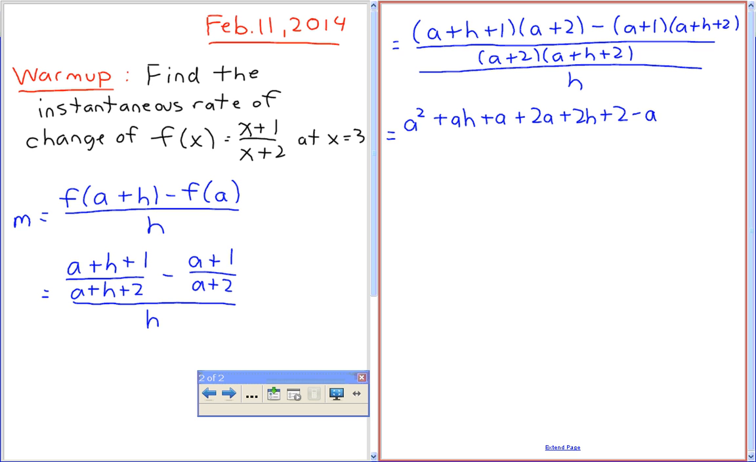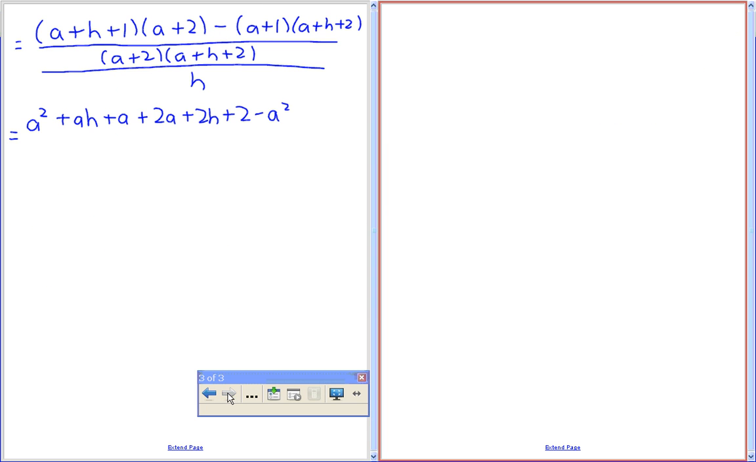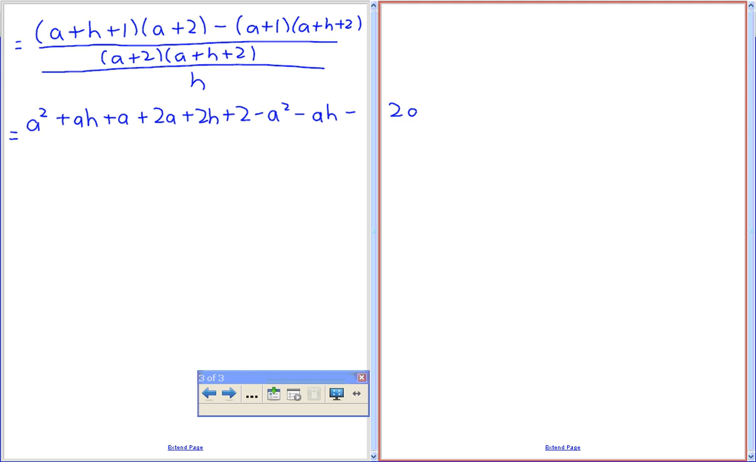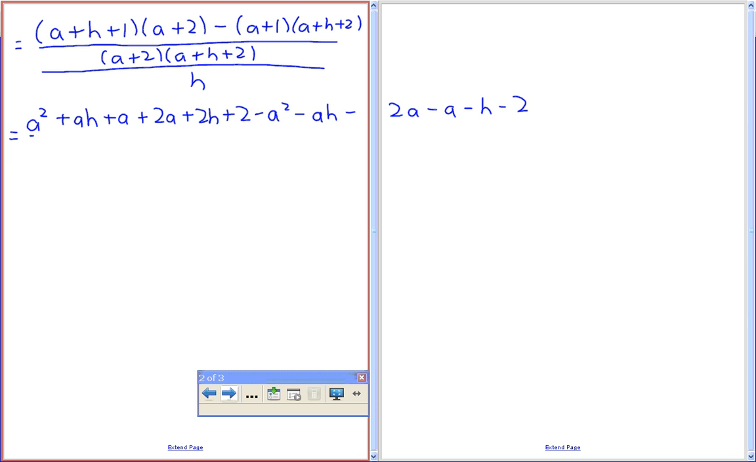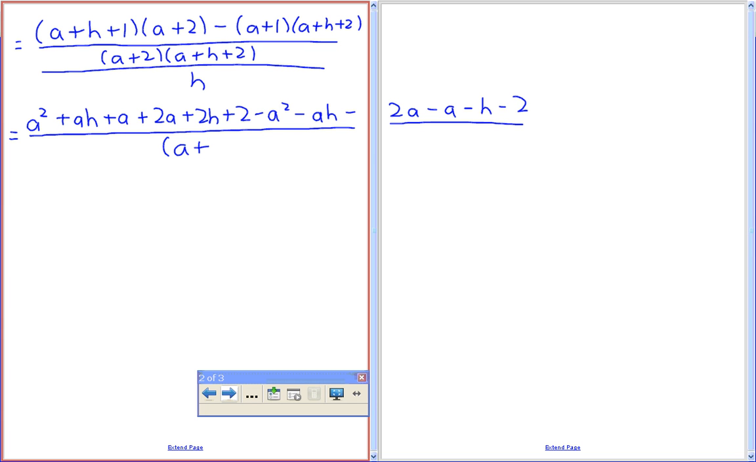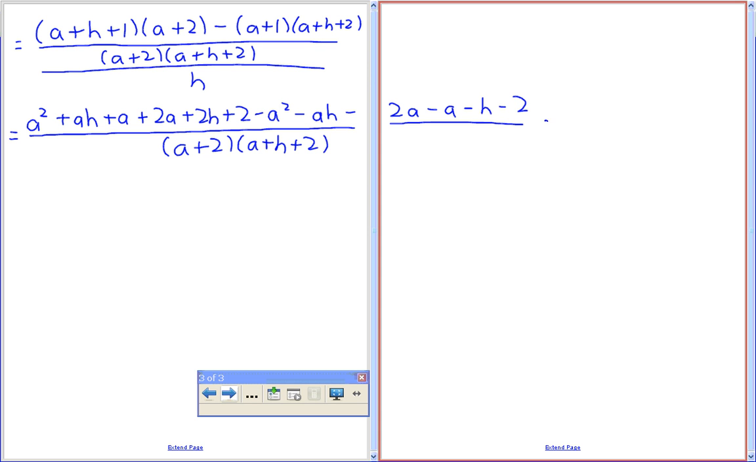So minus A squared. I'll go to the next board here. Minus AH minus 2A, is there a minus A? Minus H minus 2, all over A plus 2 times A plus H plus 2, divided by H.